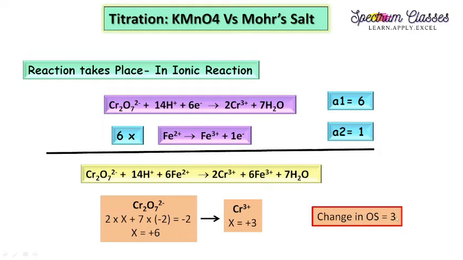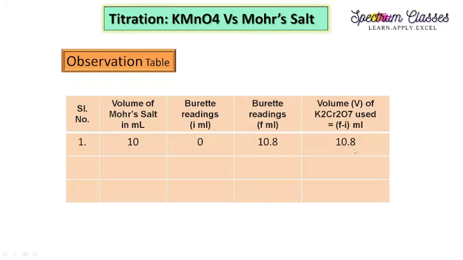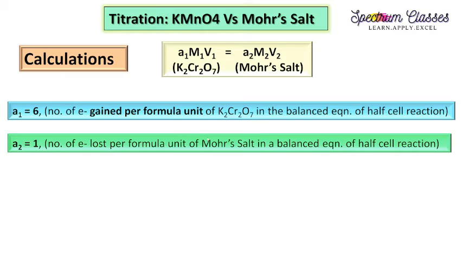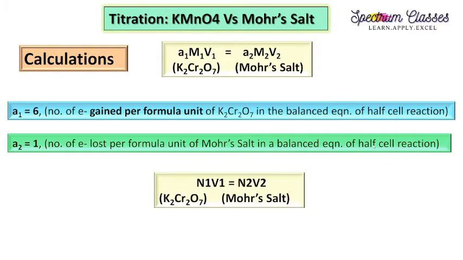Right? So here the change in oxidation state means 1. Here the change in oxidation state is 3, but per formula unit we count the number of electrons gained or lost. So per formula unit we are gaining 6 electrons here. Now we are doing the calculation part. Here A1 is equal to 6, the number of electrons gained per formula unit of K2Cr2O7 in the balanced equation of the half cell reaction. And A2 is equal to 1, the number of electrons lost per formula unit of Mohr salt in the balanced equation of the half cell reaction.